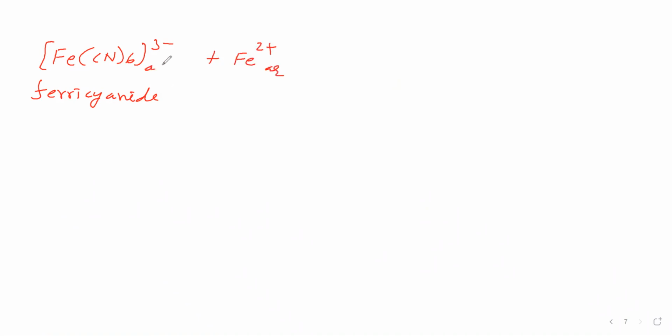Okay, we'll go for the next. We'll take a ferricyanide complex, [Fe(CN)6]3 minus. This is ferricyanide. To this we will add ferrous salt, Fe2+ salt. It is ferricyanide solution, and ferrous solution we have taken. Now what happens is that this ferrous oxidizes to give ferric.